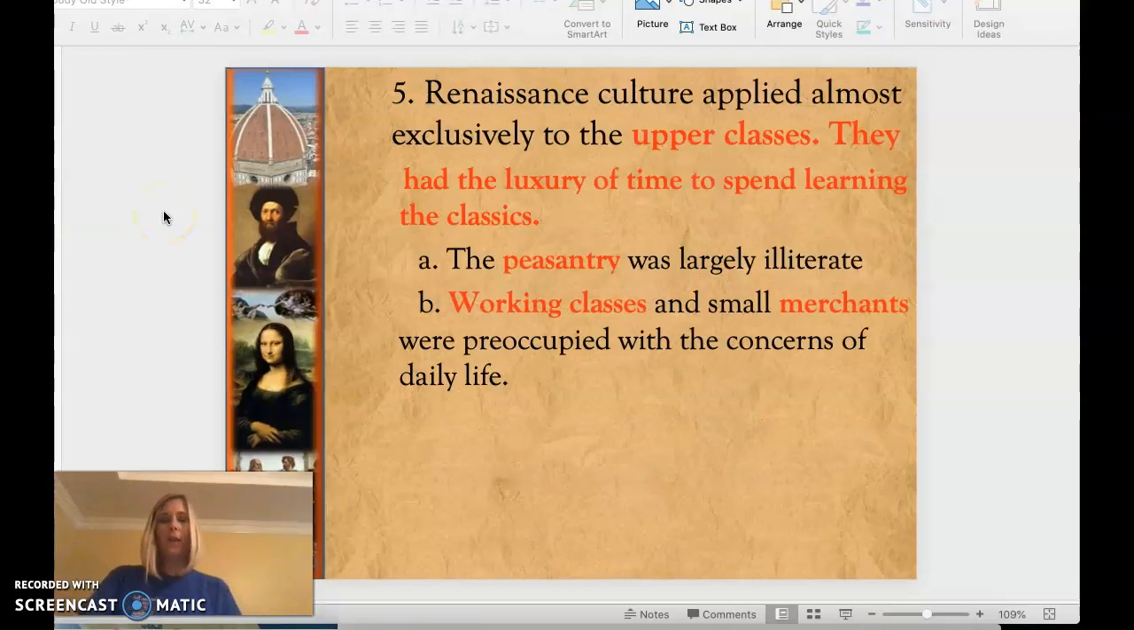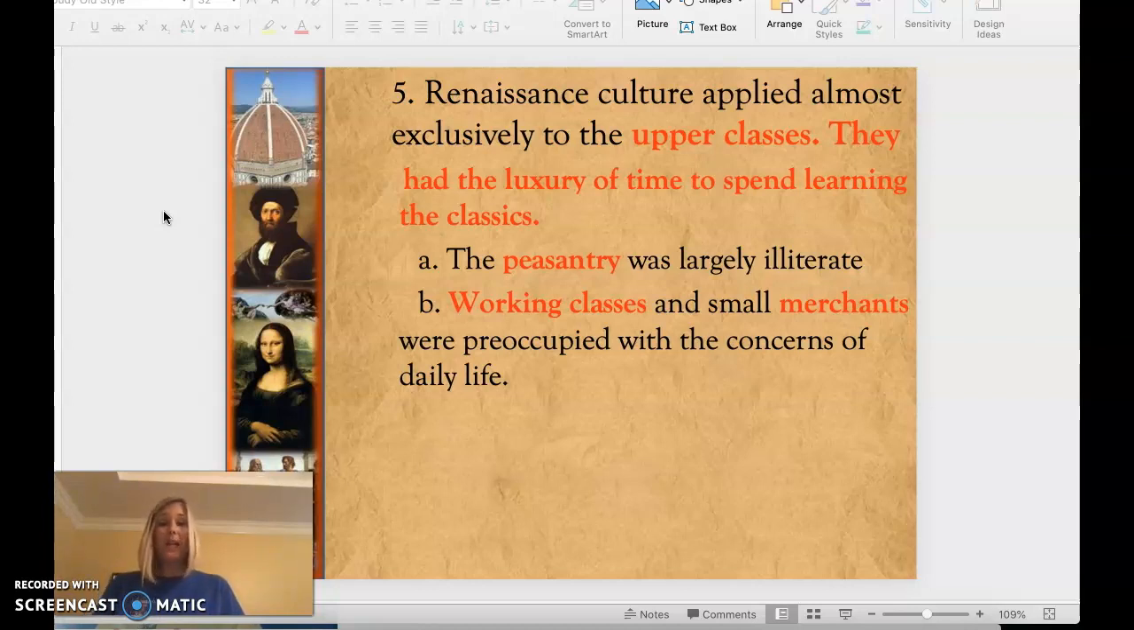All right, next, let's take a look at the people of the Renaissance. We know that the culture applied almost exclusively to the upper classes. And it's because they had the luxury of time to spend learning the classics. So I'm hoping that will make a little bit more sense to you, because you've got those that are part of the peasantry. They are largely illiterate, so they're not going to be affected as much by what happens with the Renaissance. All of these new writings that are coming out just don't really mean much to the peasants because they can't read or write.